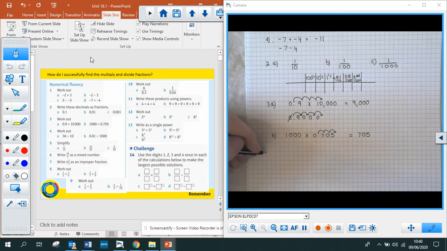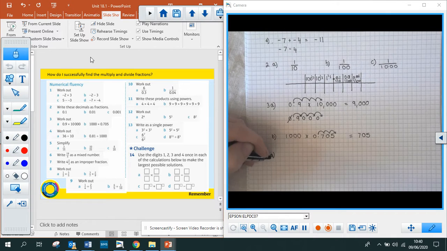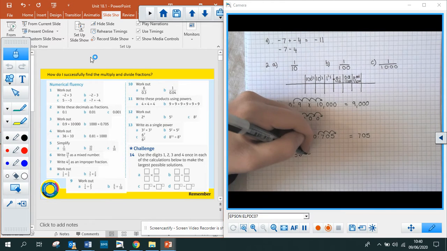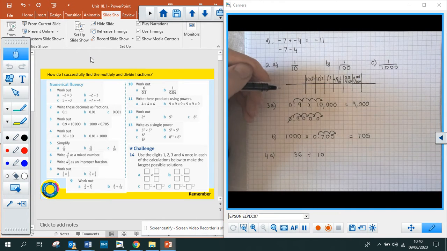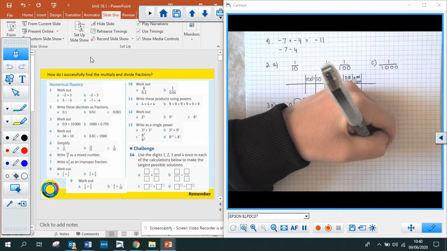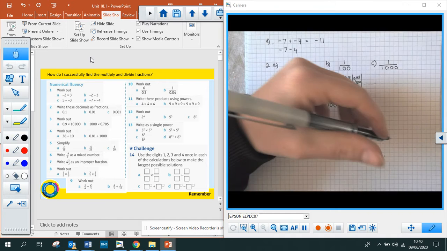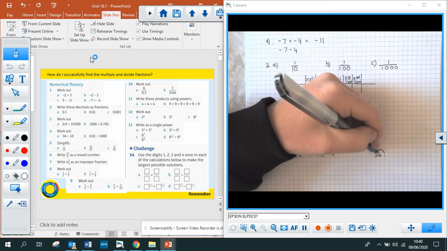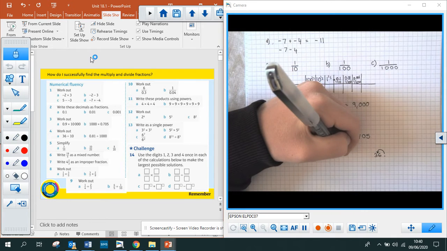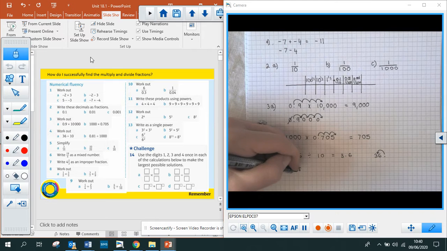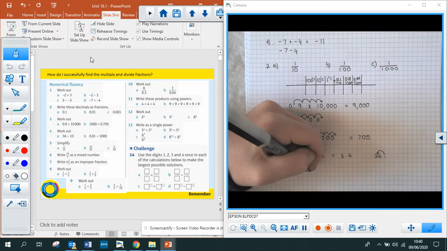For A, you've been asked to work out 36 divided by 10. So we're dividing by 10, so we're making 36 10 times smaller. If you look at 36 over here, you imagine your decimal at the end, and we're making it 10 times smaller, so we're moving the decimal 1 place to the left, and that will give me 3.6. For B, we have 0.81 divided by 1,000.